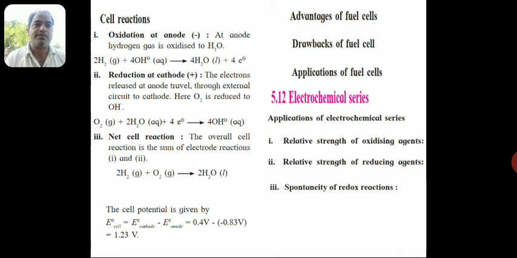See the net cell reaction. The overall cell reaction is the sum of the first and second electrode reactions: 2H2 plus O2 gives 2H2O. The standard cell potential is E0 cell equals E0 of cathode minus E0 of anode. That is 0.4 volt minus, in brackets, minus 0.83 volt. So we get the overall standard cell potential as 1.23 volt.